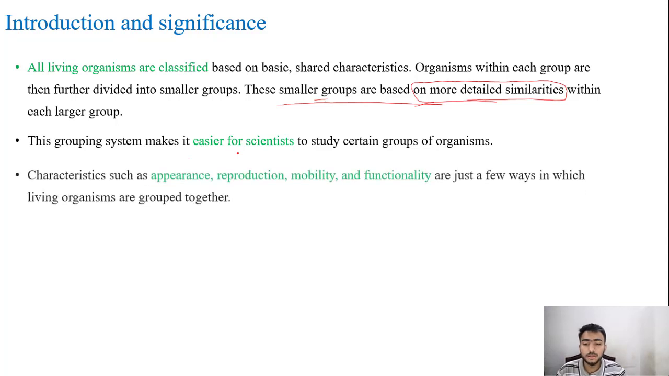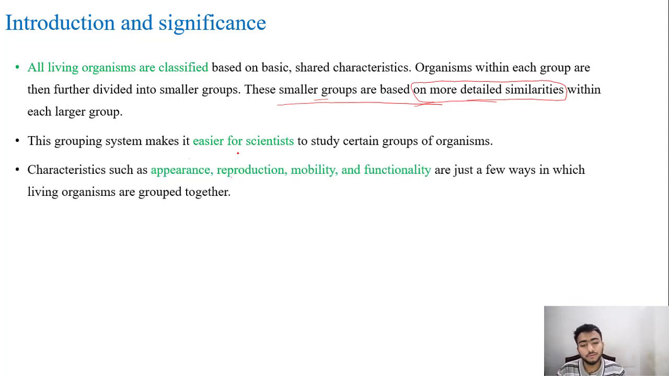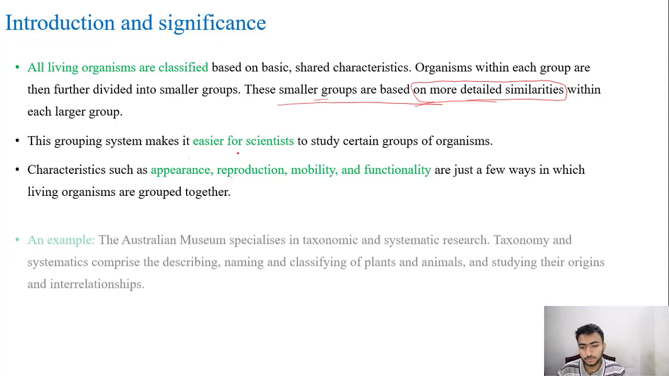Then we see that characteristics such as appearance, reproduction, mobility and functionality are just a few ways in which living organisms are grouped together. So basically every living organism has these sorts of characteristics, such as reproduction and mobility. Animals are mobile, and in terms of functionality, they have some specific structure, and their function is related to their functioning, as we saw in our last lecture as well.